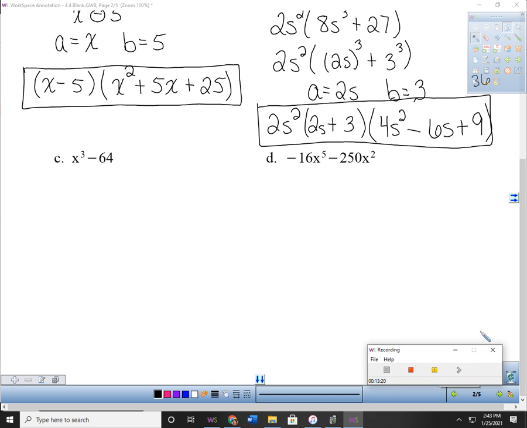So on part C, do we have any common factors? No. So this is already written with a cube. How do I write 64 as a number to the 3rd?